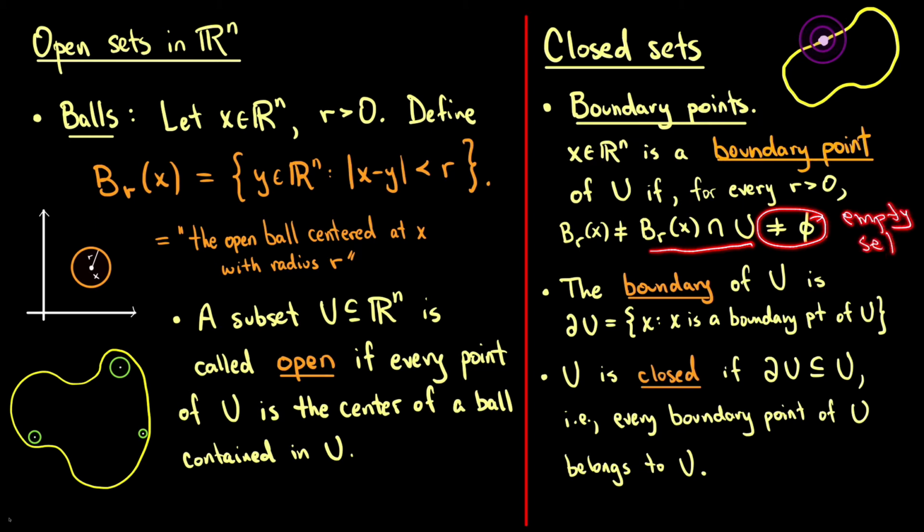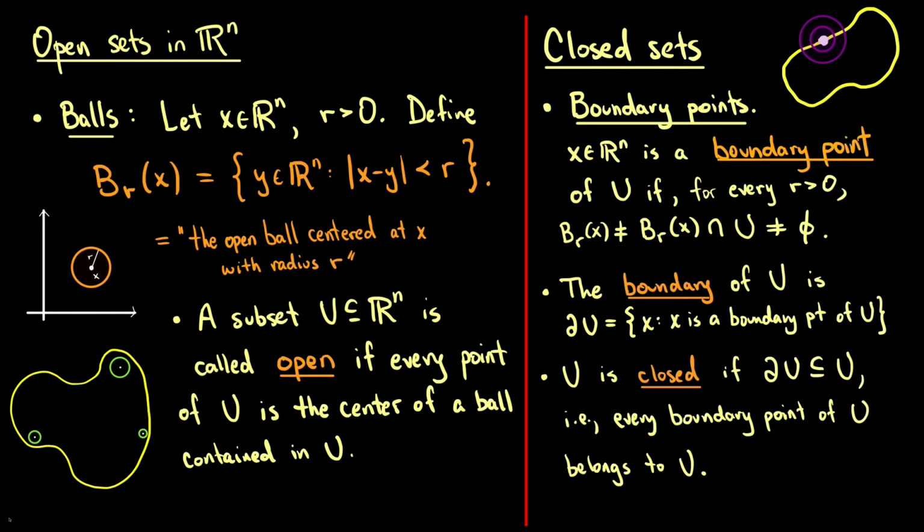Empty set. So I'm saying that the ball centered at X of radius R does intersect U. So there are some points that are going to be inside. But also, it's not the whole ball. So the ball is not entirely inside of U, because if it were, then this intersection would be the entire ball. And I'm saying it's not. So there are some points that are outside. So this is what it means to be a boundary point. We see that this point here is a boundary point, because any ball we open will have some points inside of U and some points outside of U.